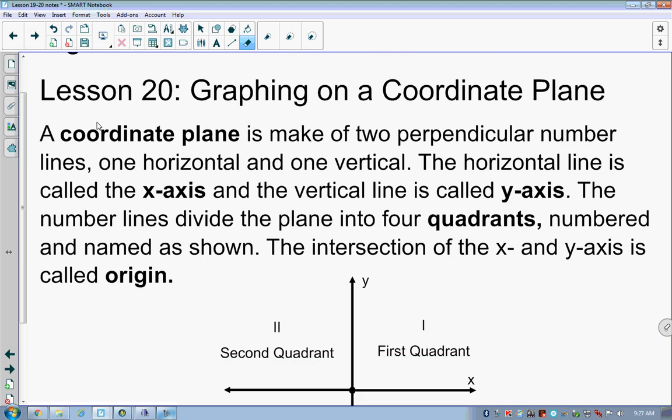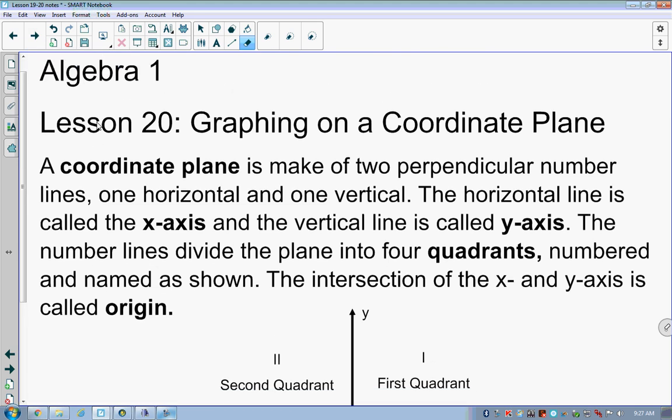Okay? Now we get into lesson 20. Now, this may or may not be new information. Again, I don't know, but we're going to deal with it like it's new, or at least I am, which is graphing things on a coordinate plane. How many of us are familiar with coordinate planes? X and Y axes, all that kind of stuff. Quadrant 1, quadrant 2, quadrant 3, quadrant 4. Good. It makes two perpendicular number lines, one horizontal, one vertical, and they work like that.